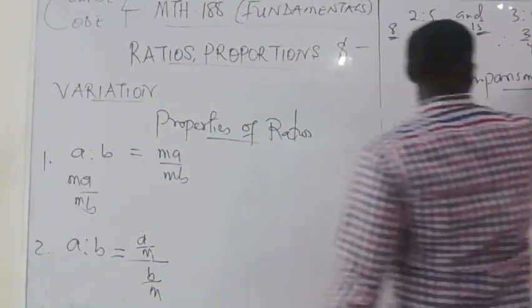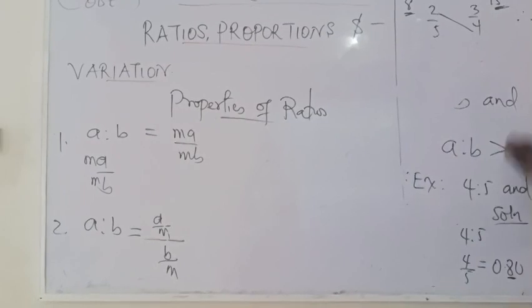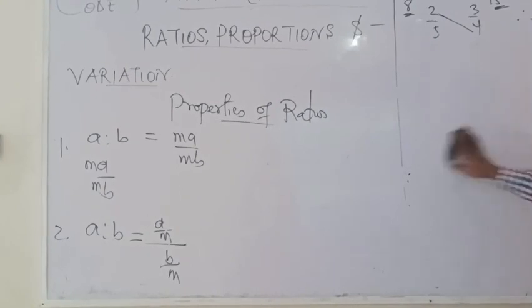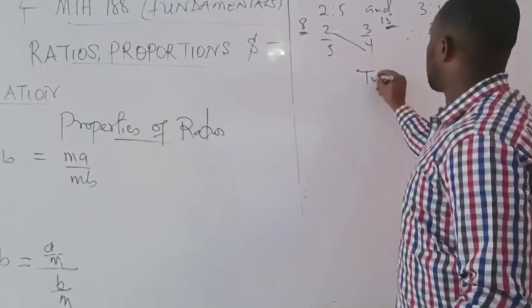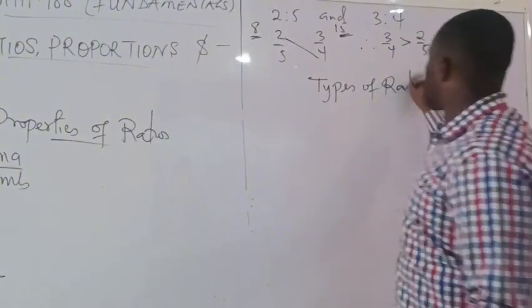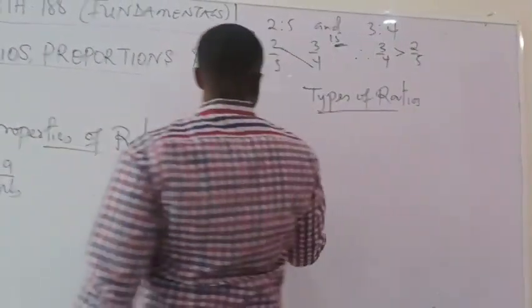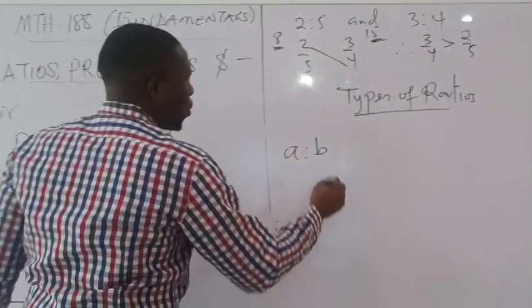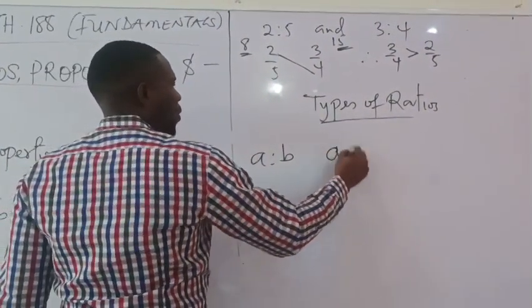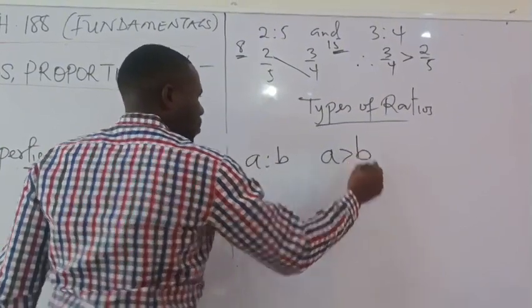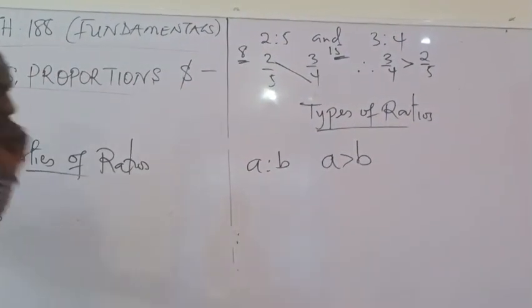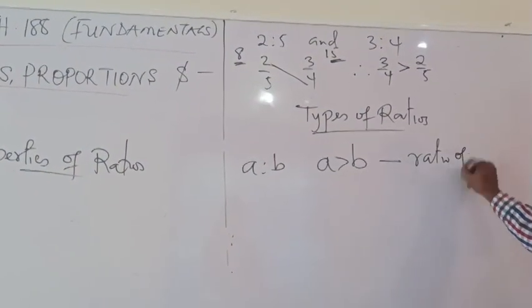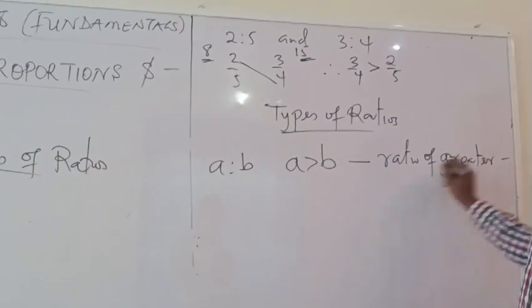Now, ratio has types. So we'll quickly run through that, and we'll wrap it up for ratios, and I'll move on to proportions. All right. So the types of ratios. This actually depends on whether the antecedent is greater than or less than the consequent. So if you have this ratio, and the antecedent is larger than the consequent, we call this kind of ratio a ratio of greater inequality.